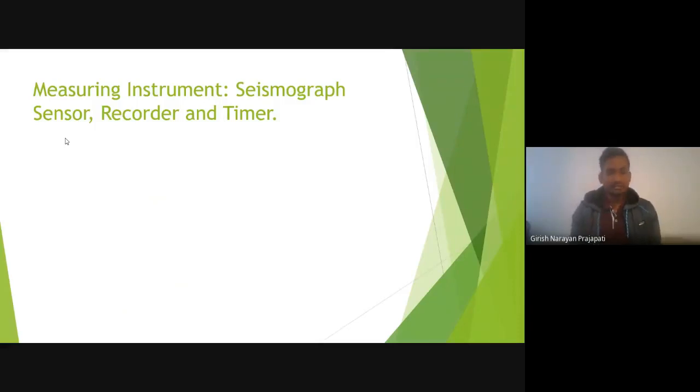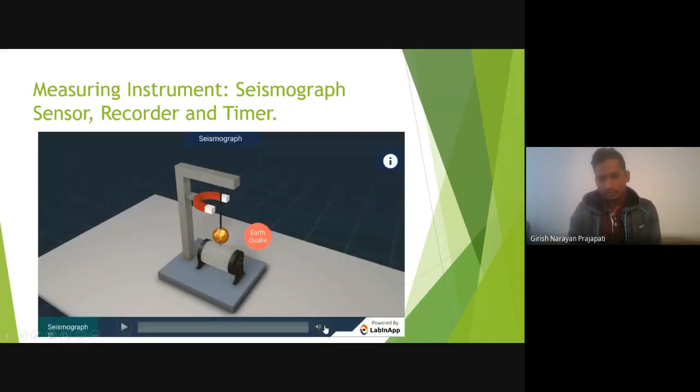So how do we generally measure an earthquake? An earthquake is measured using an instrument called a seismograph, or you can also say seismometer. The seismograph is very old, and it generally has three components: sensor, recorder, and timer. This is a very simple seismograph which was used in the earlier stage. Now we use electrical seismometers, but the mechanism of the seismograph can be understood from this.